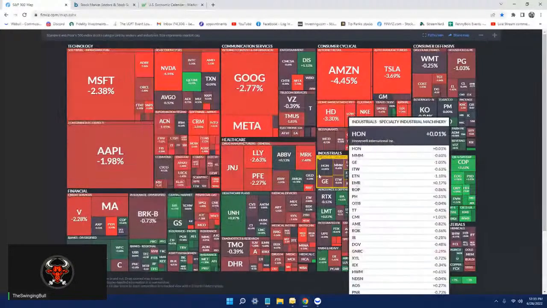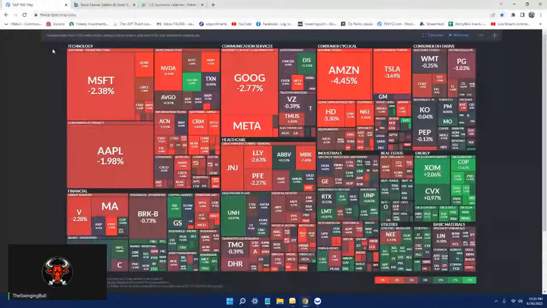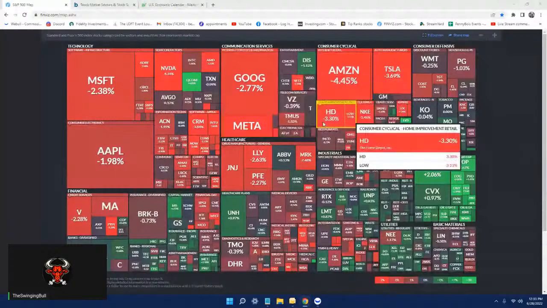And you can easily add this heat map to your address bar. You can bookmark the URL here, which is simply finviz.com/map, and that'll give you quick access to the heat map.